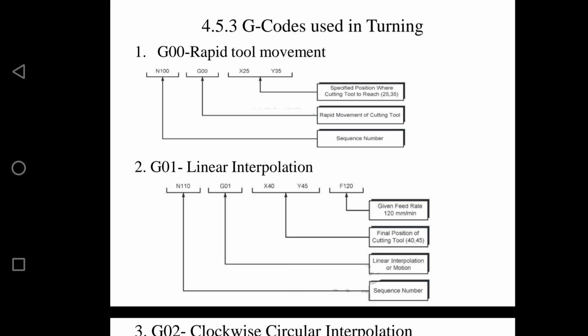First we have to write the sequence number, then the preparatory function, that is the G code, then the final position of the cutting tool, then the feed rate. So as per here, it is written N110. So 110 is the sequence number of this operation. Then G01 indicates the linear interpolation from the initial position to X40 and Y45, the final cutting positions. Then the feed rate of F120, which means it is going to cut the material at 120 mm per minute.